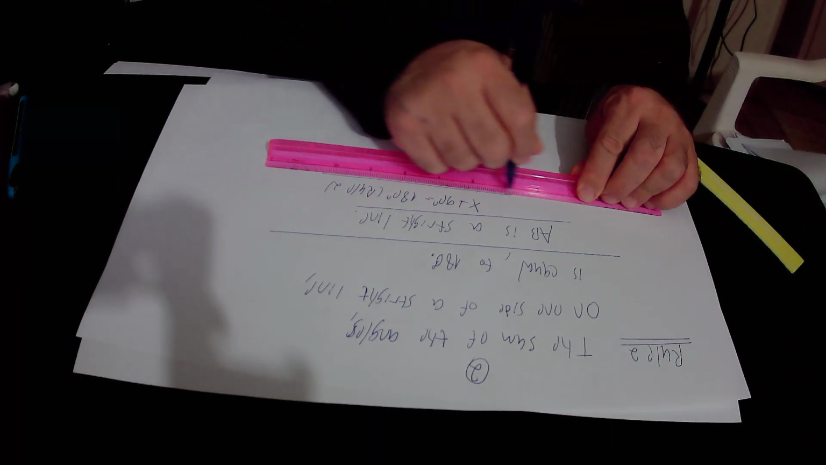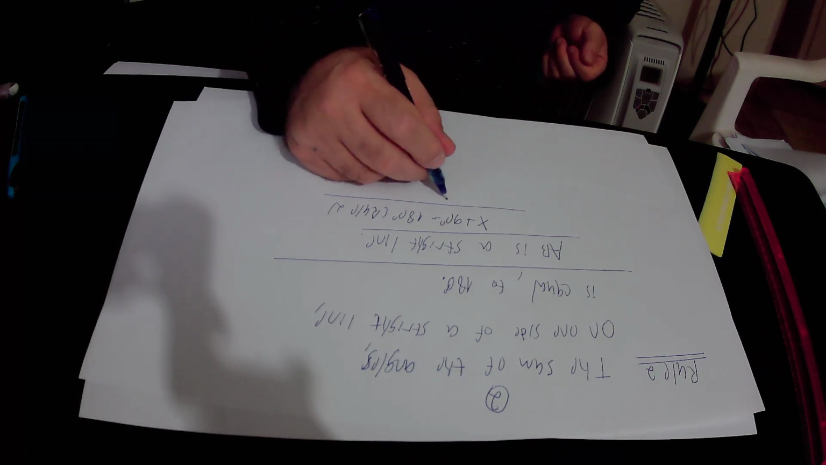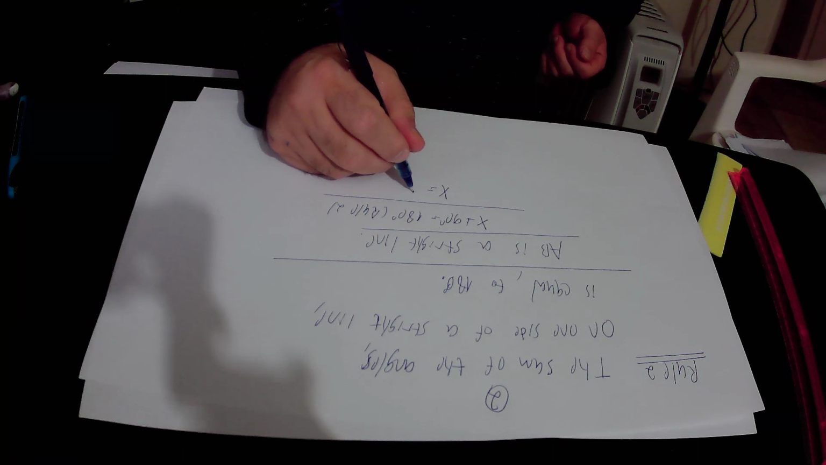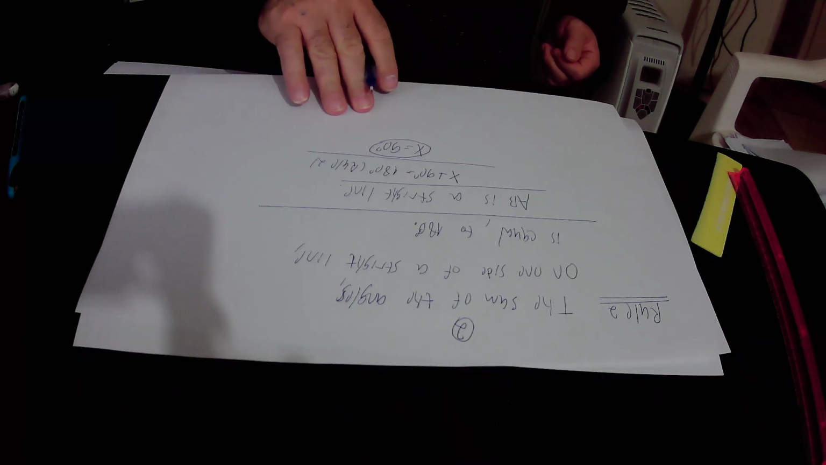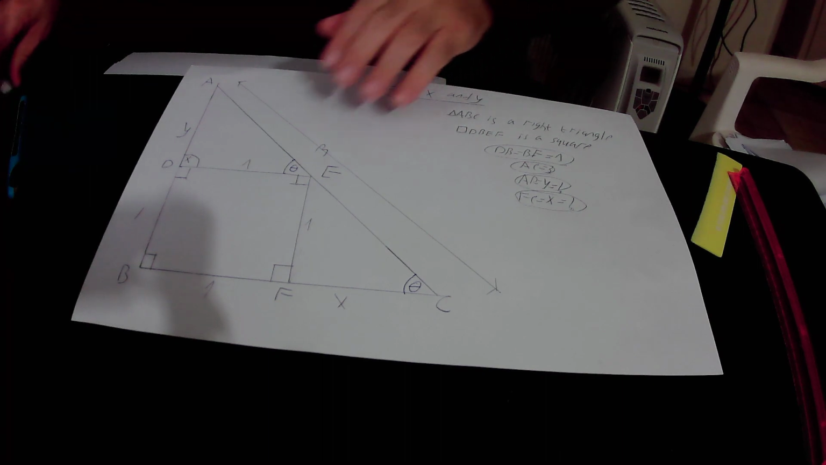Here we will subtract 90 degrees from this equation, and we will get that angle x equals 180 degrees minus 90 degrees. That is to say, it equals 90 degrees. So we found out that angle x is a right angle. It equals 90 degrees. So we will substitute angle x by a right angle.